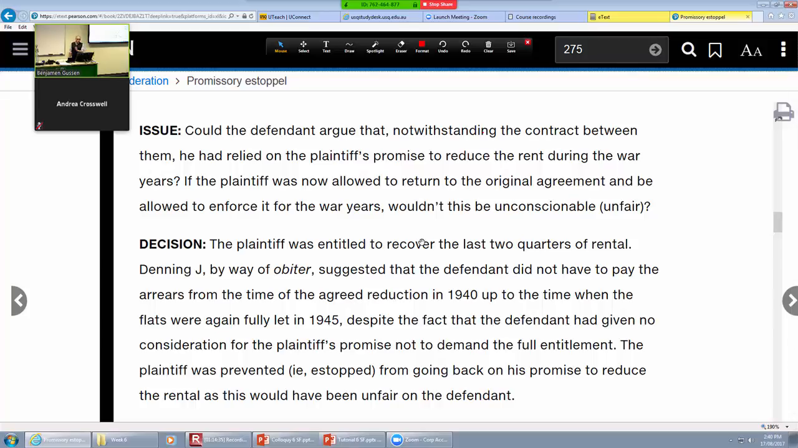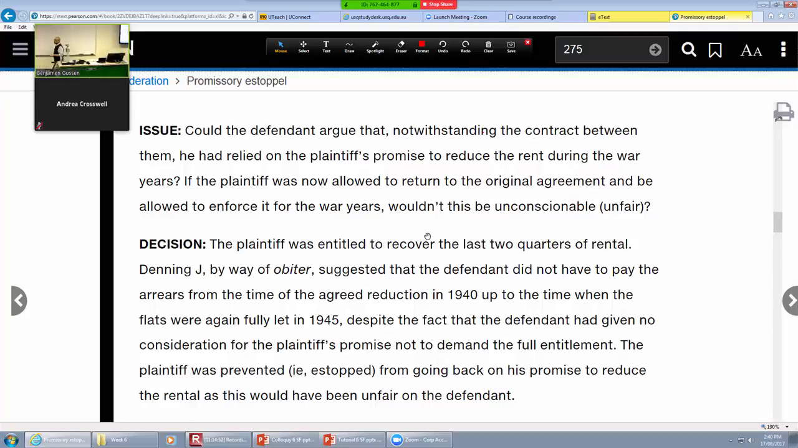The issue, could the defendant argue that notwithstanding the contract between them, he had relied on the plaintiff's promise to reduce the rent during the war years? If the plaintiff was now allowed to return to the original agreement, the 2,500, and be allowed to enforce it for the war years, wouldn't this be unconscionable?